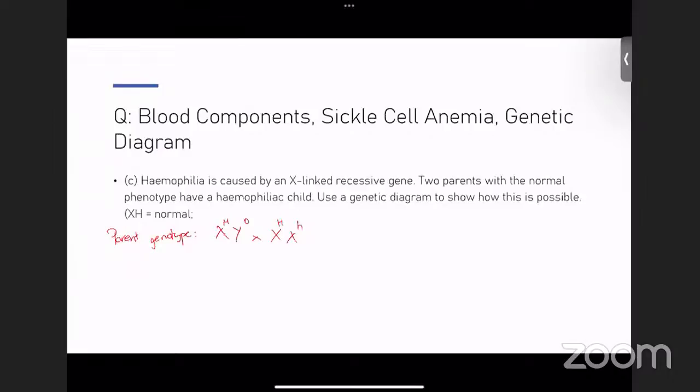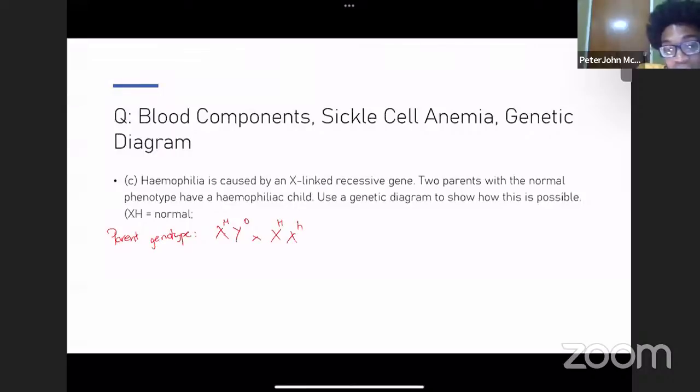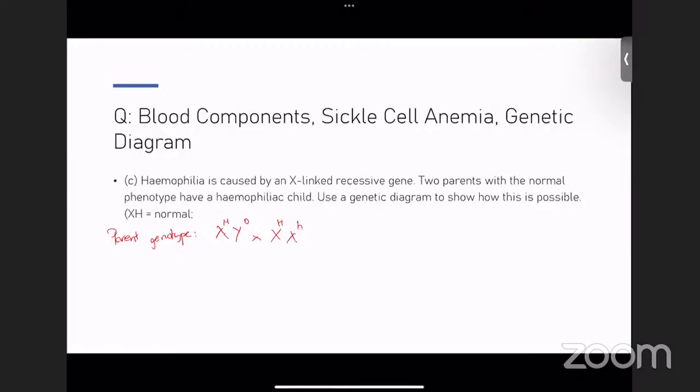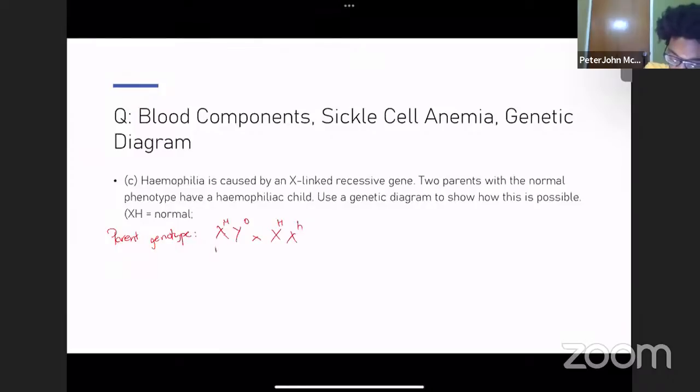So how is she normal then? Is she a carrier? She's a carrier, sir. Yeah, but remember what we said? Once there's a dominant allele there, it's going to be expressed. So this is our test cross, right? We're just doing male and then female because why not? I don't think it actually matters. So we're doing our males first.